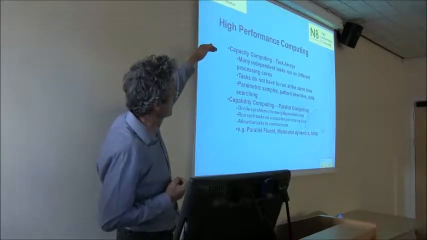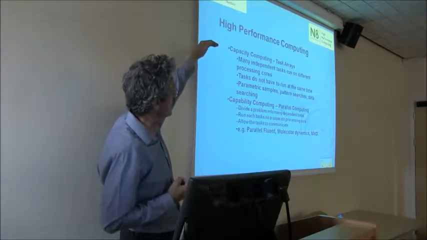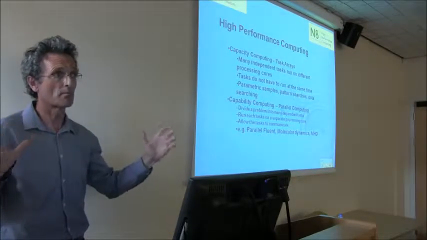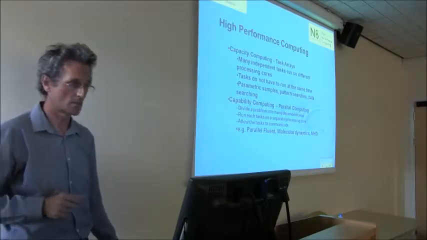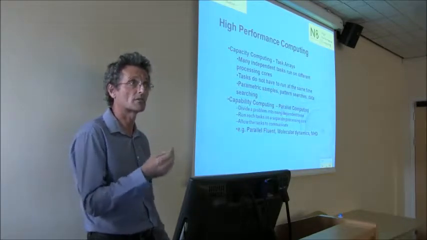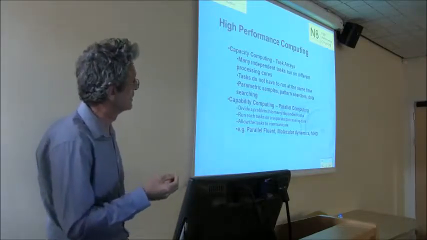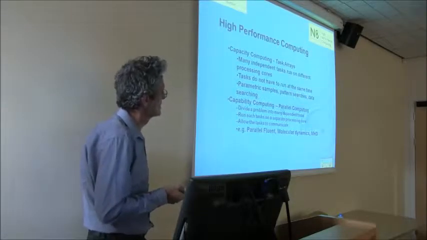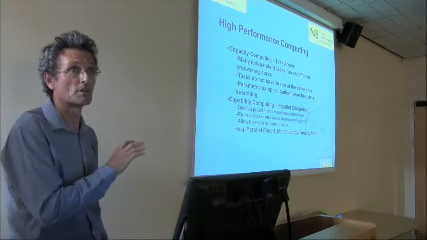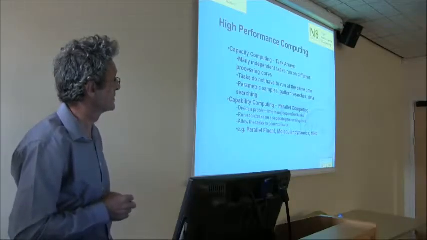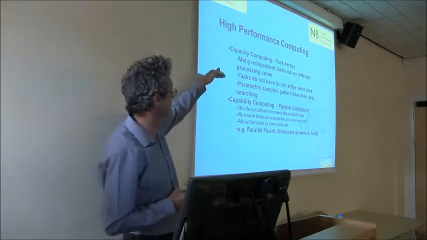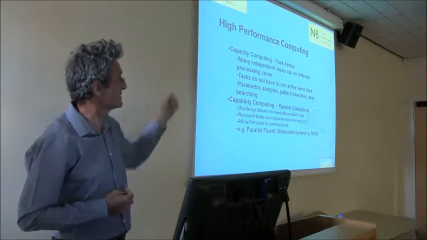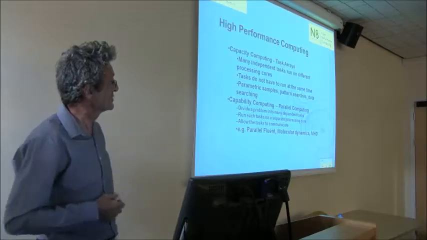One of the easiest ways is to look at what we call a task array. We can take a problem and split it up into many tasks, and we get each task to run on an individual processing core. These tasks don't have to run at the same time, so that's quite important. Typical examples of that might be running many different models with different parameter sets, or pattern searches in data.